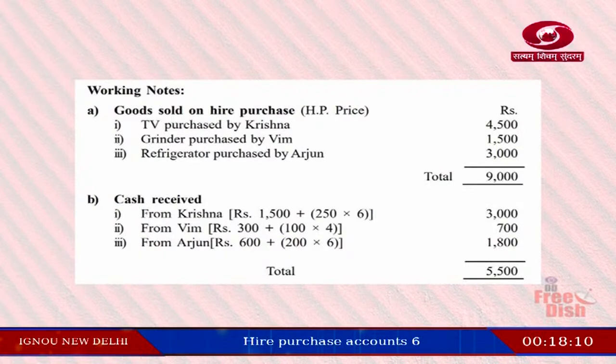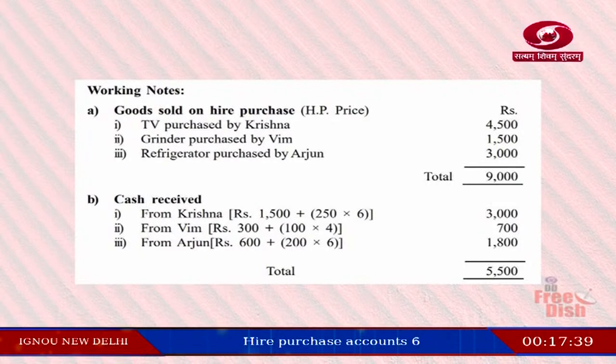Then next one is Vim, who could not pay 1 installment out of 5. So it means he paid 4 installments. So 1 installment is of rupees 400. So that way he paid 4,000 under the installment, and how much he paid as down payment? He paid down payment 300. So 400 plus 300, 700. So that way he paid 700. So Krishna paid 3,000, Vim paid 700, total is 3,700.